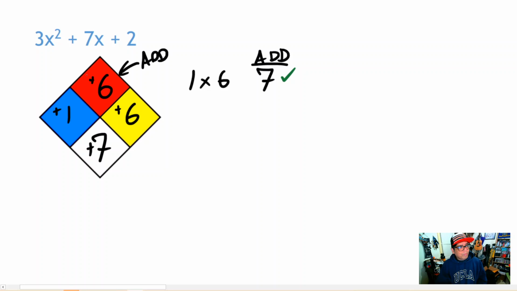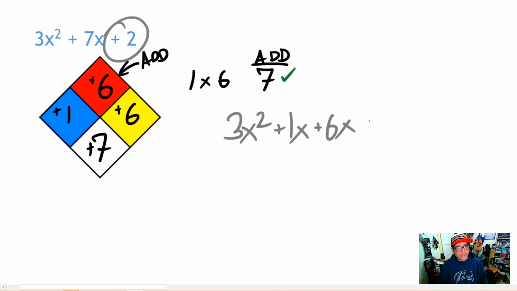But here, because we have a 3x squared instead of just an x squared, we're going to have to make some modifications to the diamond problem. So we're going to write first the 3x squared. This is different. The next thing we're going to write is the blue square, plus 1x. Then we go to the yellow square, plus 6x. And then we finish it with a plus 2.